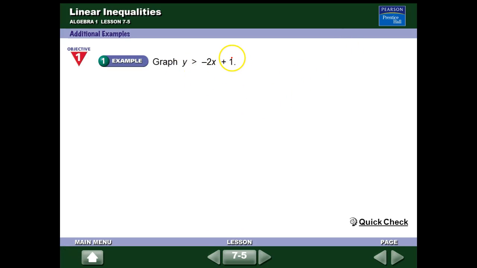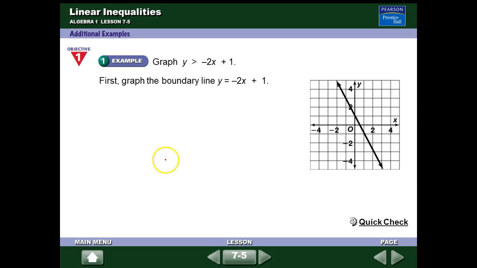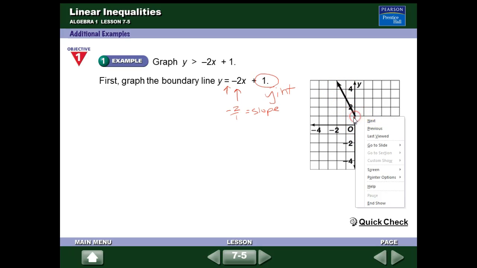So here's our first example. First thing we're going to do is make it seem like it's an equal to. You guys know how to graph these. This is my y-intercept, and negative 2 over 1 is my slope. You can graph that: it crosses at 1, and my slope is down 2 over 1, down 2 over 1, down 2 over 1. We can go up 2, but then to the left 1, up 2, left 1. I created these dots and created this line.